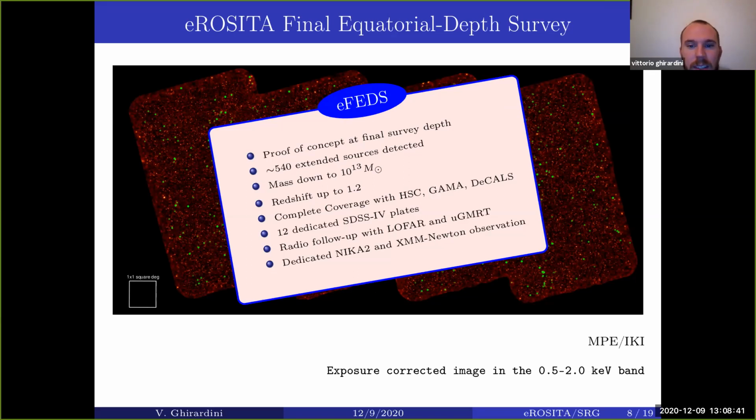Moreover, this entire field was observed by LOFAR, and in some dedicated pointings there were also some uGMRT observations, but I will come back to these observations in a few slides. Also, in the same pointings as these uGMRT observations, there will be some dedicated NIKA2 and XMM observations done in the near future. In fact, NIKA2 observations are scheduled for next week.